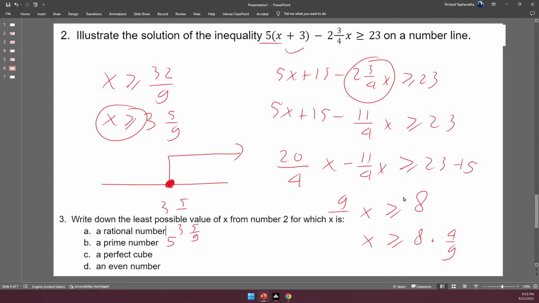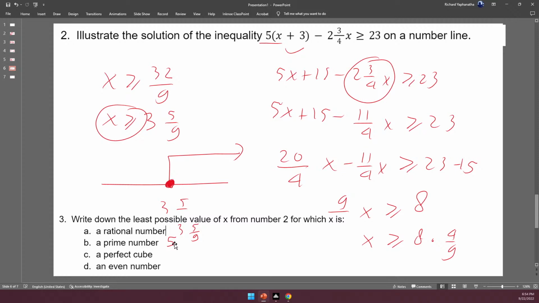But if 3 is at the left and x is right, the arrow goes to the left. What do you mean right arrow? Because it is bigger than, that's why it's going to the right. If it is less than, it's going to the left. That's how the number line works.